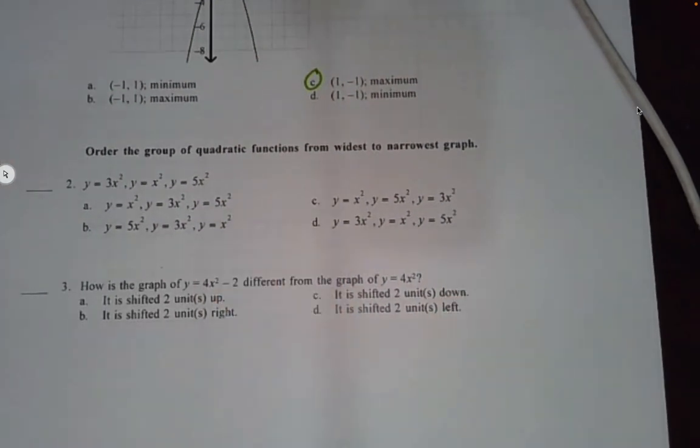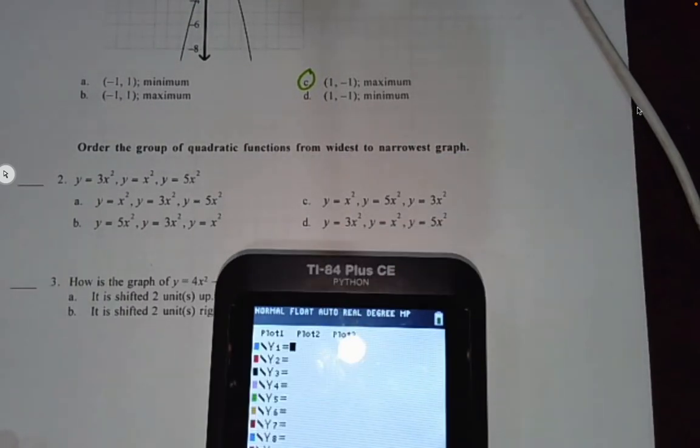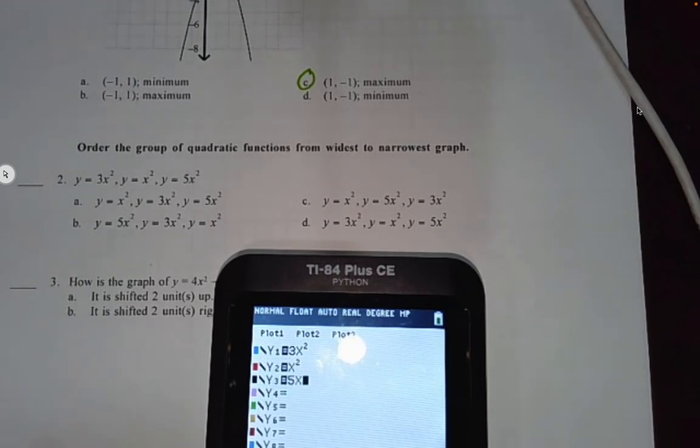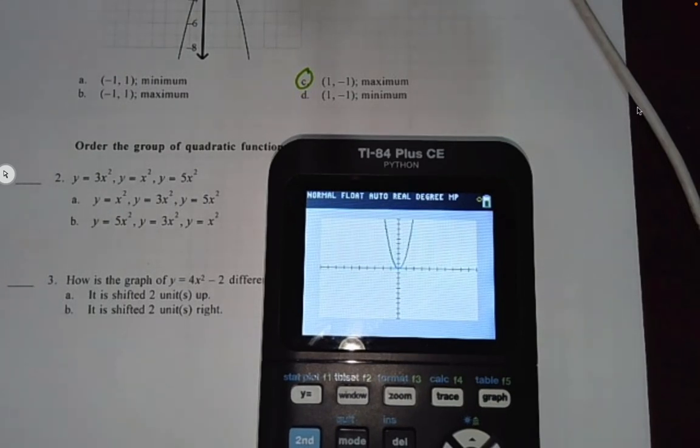Number 2, it says which one's widest to narrowest. All right. Well, one thing you can do is just graph them all and look at them. Is that what y'all did, or did y'all just remember the rule? You got A. Okay, well, let's just graph them. I'm going to put 3x squared first. Then I'm going to put x squared. And then I'm going to put 5x squared. And I'm looking for the widest to the narrowest. And it's going to graph them in that order. There's my 3x squared, x squared, 5x squared.